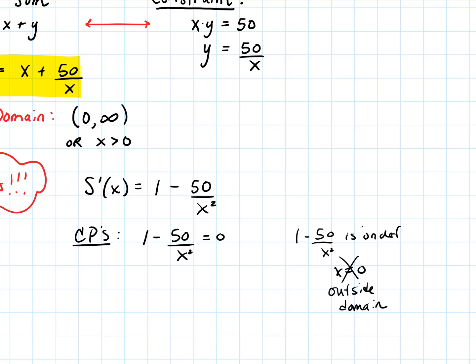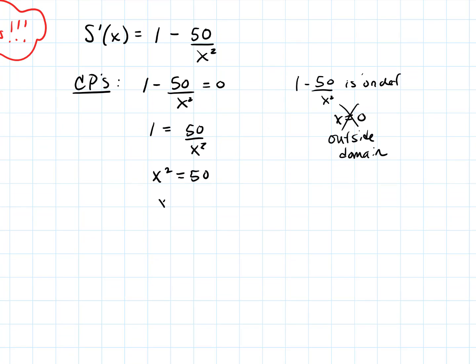And in fact, I think it might even be outside my screen. So let's scooch that over. So that's outside the domain. So what points are within that interval from 0 to infinity? So let's see, what would that be when 1 equals 50 over x squared, when x squared equals 50? When x equals plus or minus the square root of 50, which is, of course, plus or minus 5 root 2, but the minus is outside the domain as well. Put that there too.